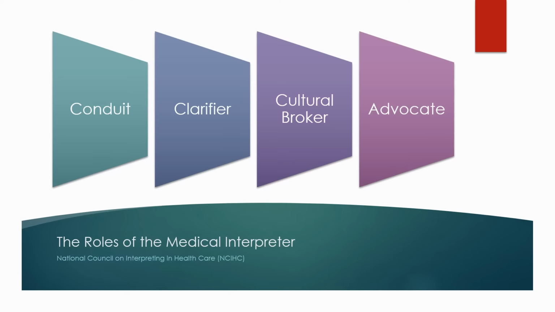Now, our default role is the conduit role, where we're simply facilitating communication. Then we move on to the clarifier, the cultural broker, and the advocate. I believe the CHIA, the California Healthcare Interpreter Association, also has similar definitions for the roles of a medical interpreter. They have slightly different names, but generally the same responsibilities. As we progress through these roles, we start off in the conduit role. Once we start moving into the clarifier role, the cultural broker role, the advocate role, which is the most involved role, we increase involvement as we move up in this scale.